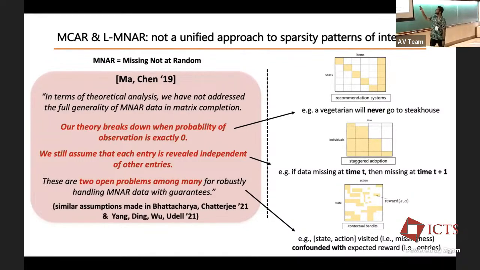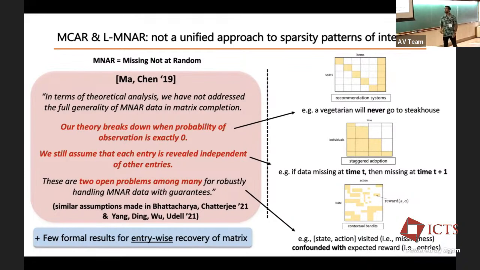And similar assumptions are made in work that has followed up this work, for example, by Bhattacharya and Chatterjee at Stanford, and then Yang, Deng, Wu, and Odell at Cornell. Plus, most of the results generally recover Frobenius norm recovery, so on average over all the entries of the matrix. There are very few results for entry-wise recovery of the matrix, which is what you ideally want, because that means you can recover every entry of the matrix well.